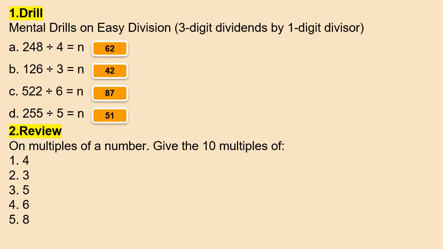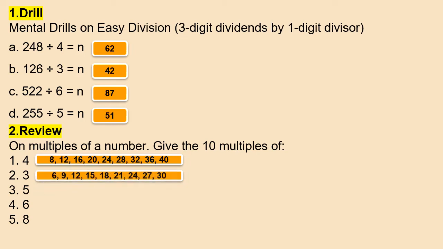And next, we have a review on multiples of a number. Give the 10 multiples. Let's have the first, number 1. What are the multiples of 4? We have 8, 12, 16, 20, 24, 28, 32, 36, and 40. And number 2, what are the multiples of 3? We have 3, 6, 9, 12, 15, 18, 21, 24, 27, and 30.